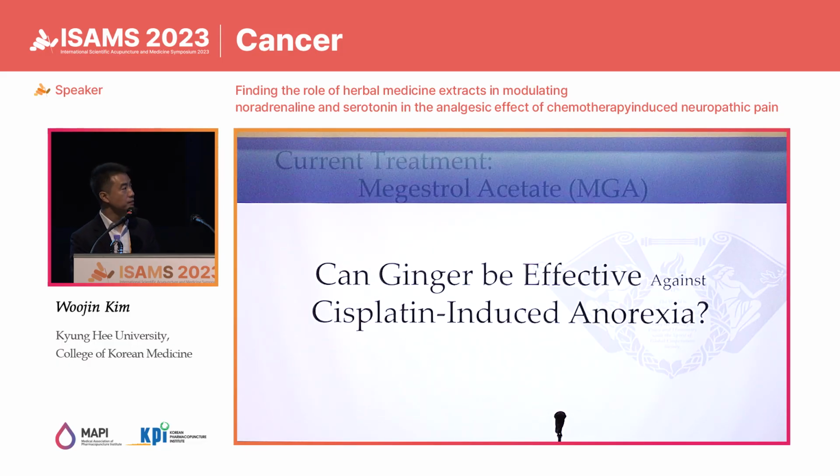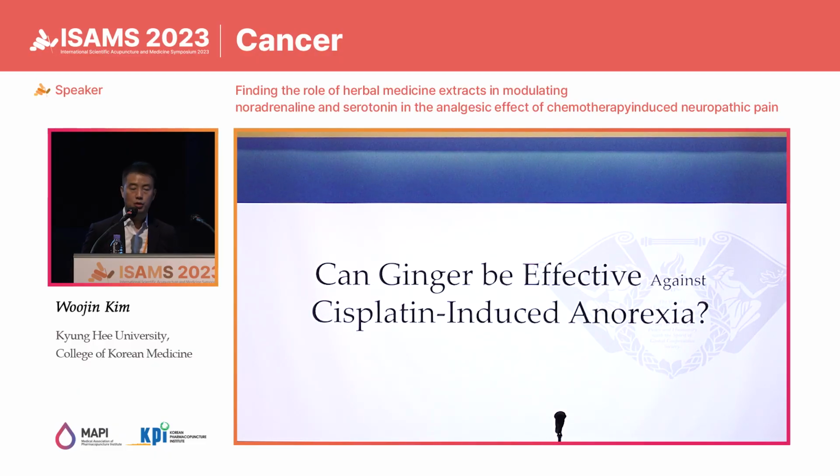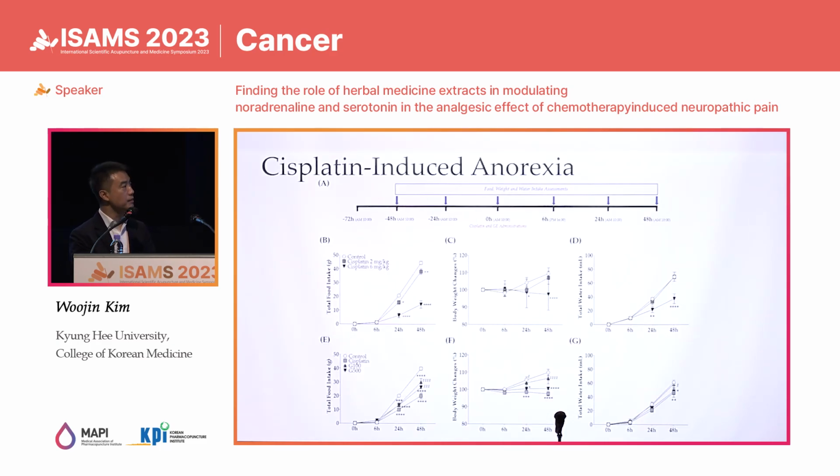insomnia, and fever. So my interest was that ginger's effect on digestive problems is well known, but in our previous study, ginger was acting as a serotonin-increasing drug, and so in our lab, we wanted to see whether ginger can also decrease the serotonin in cisplatin-induced anorexia. So we did the modeling with rats.